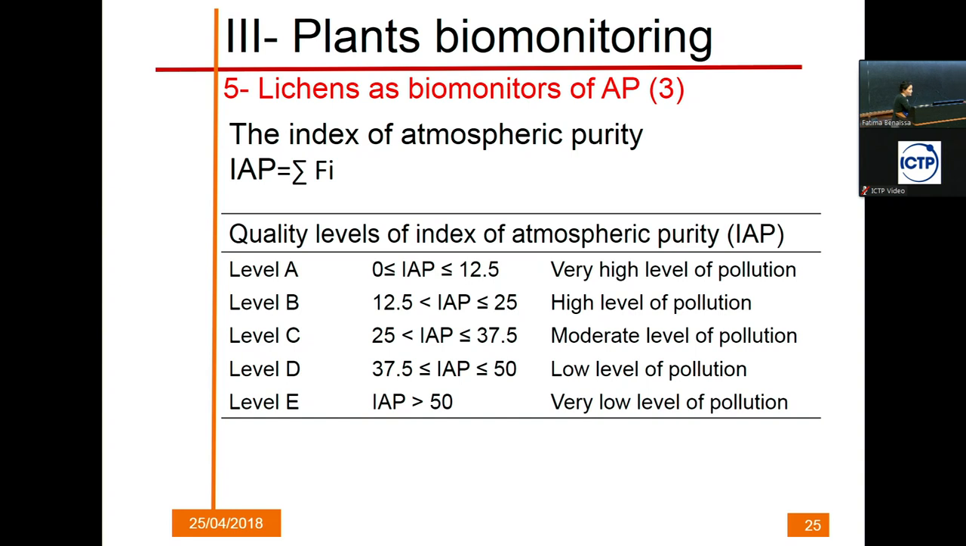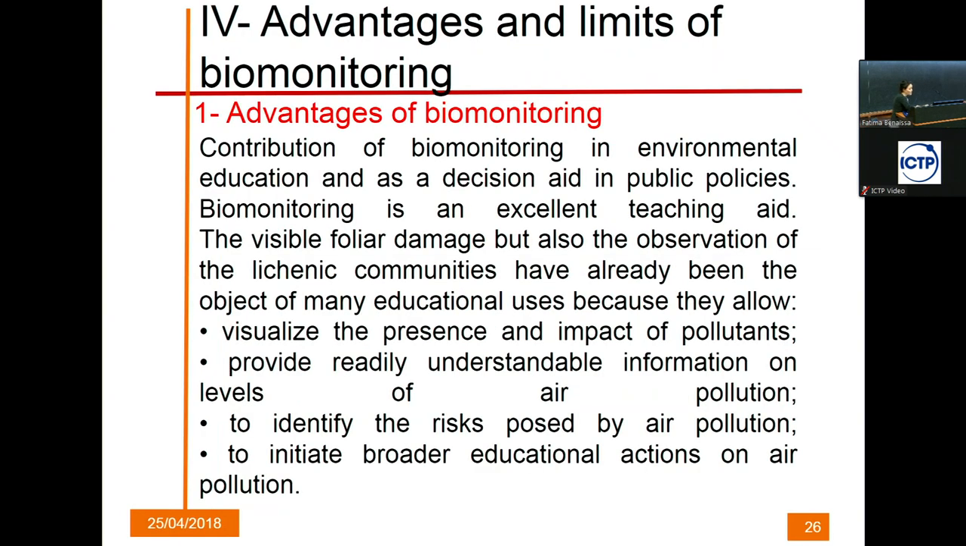This index is used as an index of atmospheric purity. So with lichens, we have to know about the quality of air that humans inhale. The advantage of biomonitoring with plants is that it visualizes the presence and impact of pollutants, provides readily understandable information on the level of air pollution, identifies the risk posed by air pollution, and initiates broader educational action on air pollution.